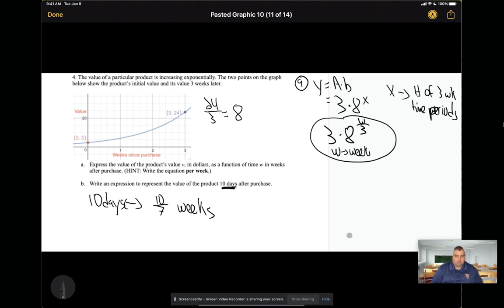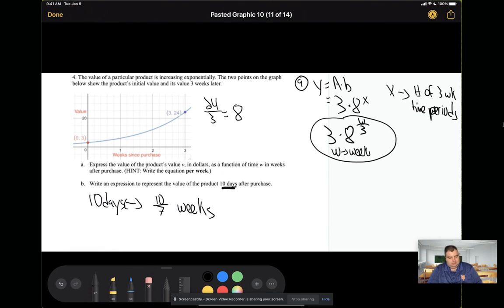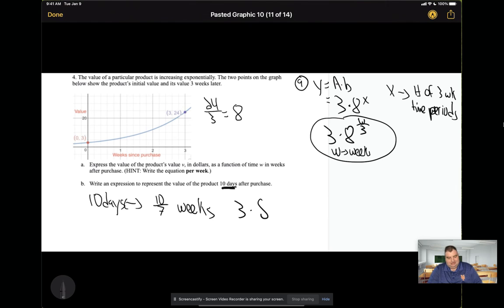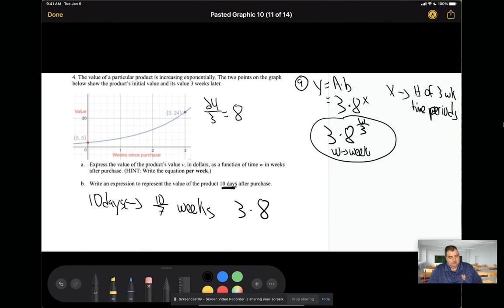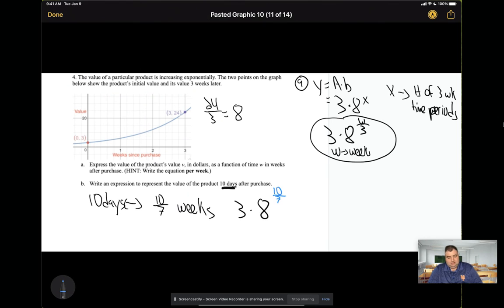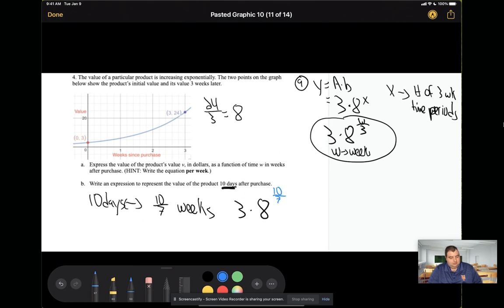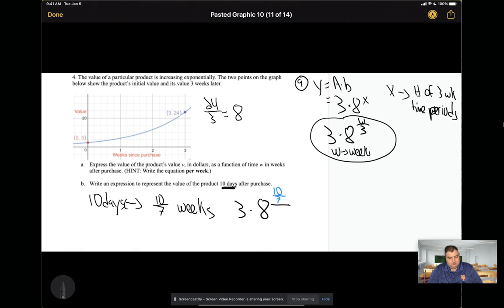So this is going to look like 3 times 8 to the power of W over 3. So this becomes 3 times 8 to the power of 10/7 over 3.